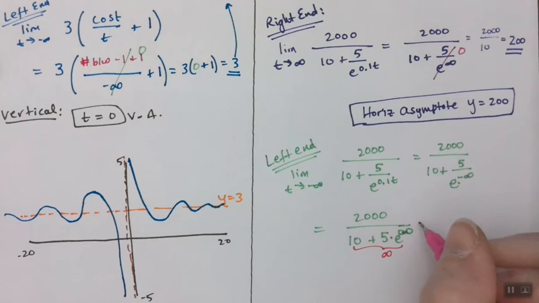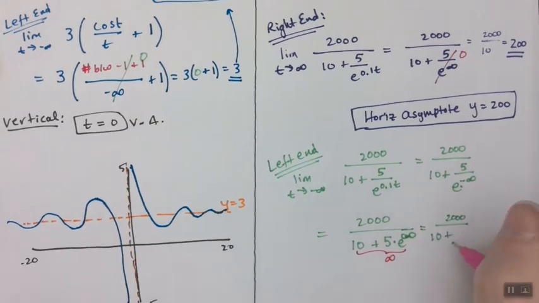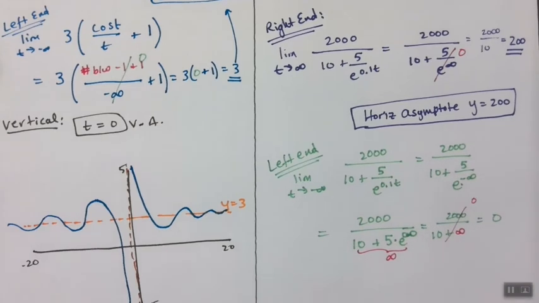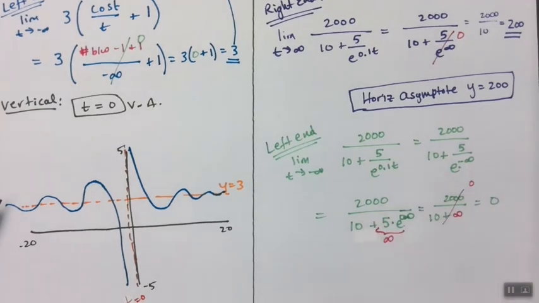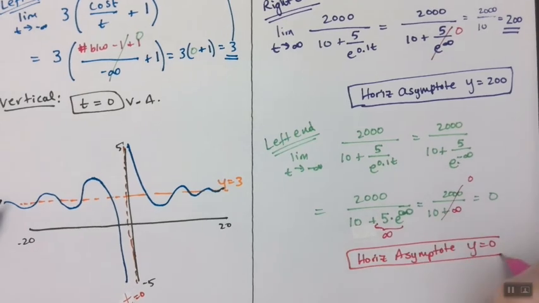And 2000 divided by, let me make it clearer for you. 2000 divided by 10 plus infinity is 2000 divided by infinity, which is a big fat 0. Right? The whole thing is going to go away and make 0. Here, I made it so I was just dealing with that part. Technically, you do the whole part because the whole thing is infinity, but whatever. So that means that I have a horizontal asymptote. Did you catch it? At y equals 0. So we have two separate horizontal asymptotes. We have 200 on the right and 0 on the left.